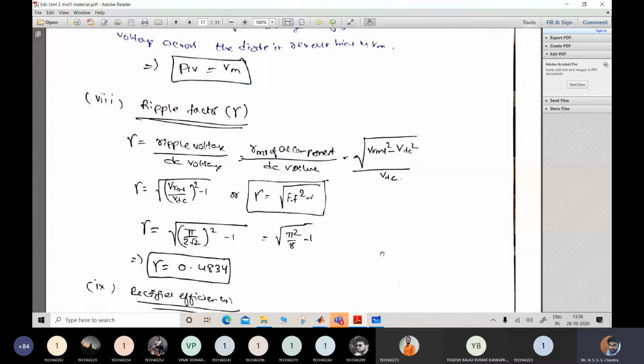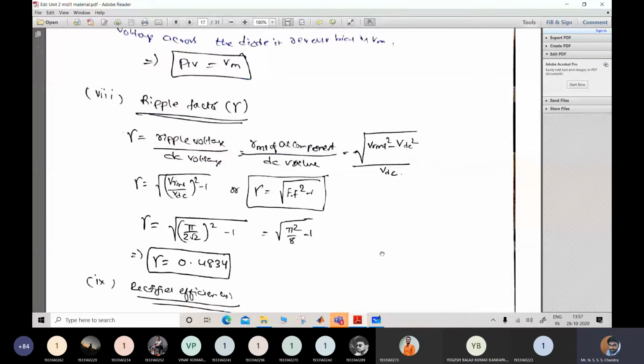Already we have defined the rectifier efficiency in the last class. If you remember, you can quote it down; otherwise, I'll show the formula again. Please quote what is rectifier efficiency. It's the ratio of the power delivered to the load divided by the AC input power at the terminals of the rectifier. At the input terminals you have PAC, and at the output terminals you have PDC.